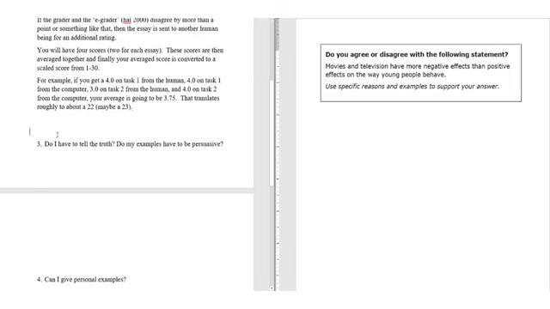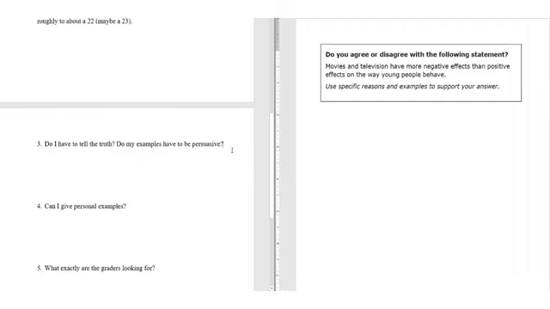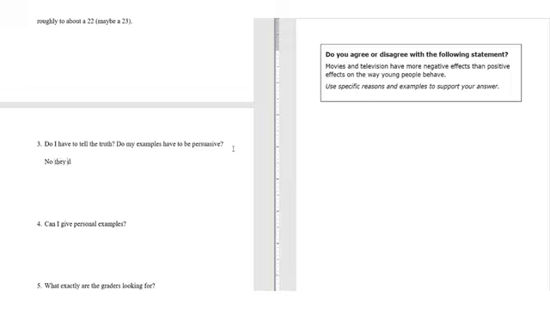Question number three. Question number three states, do I have to tell the truth? Do my examples have to be persuasive? And the answer is no, they don't. Or no, you don't. Basically, this is not a GRE essay where you're trying to convince people and put forth very clear, cogent arguments. All you're really trying to do with this essay is show your writing ability, right?